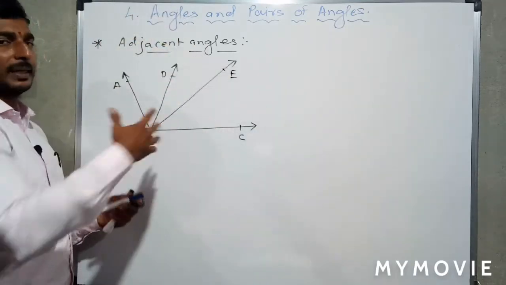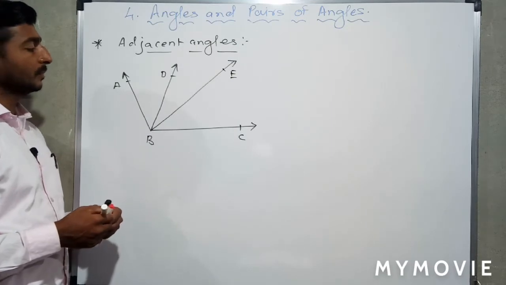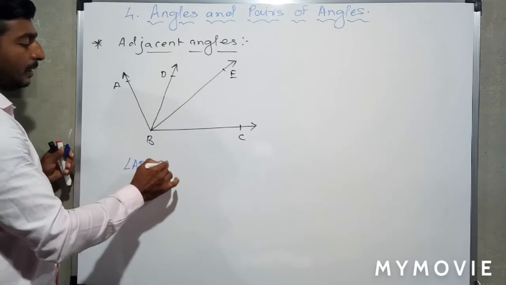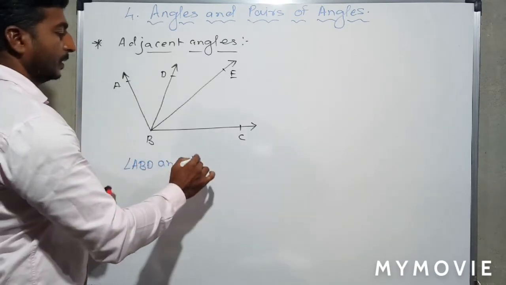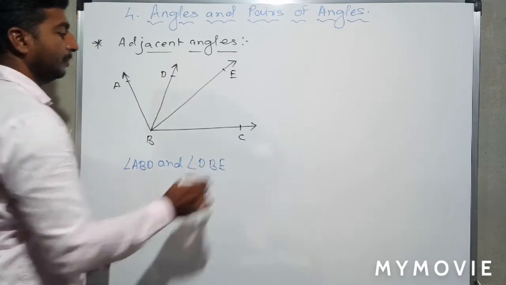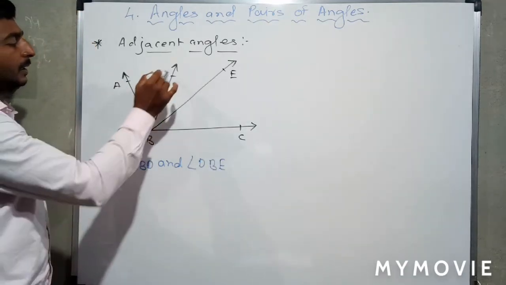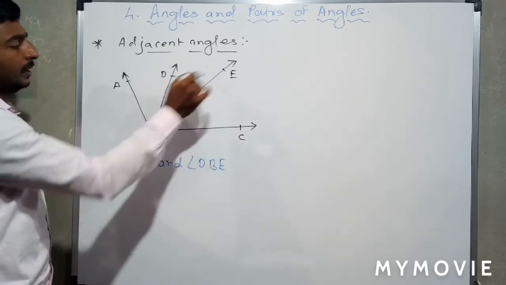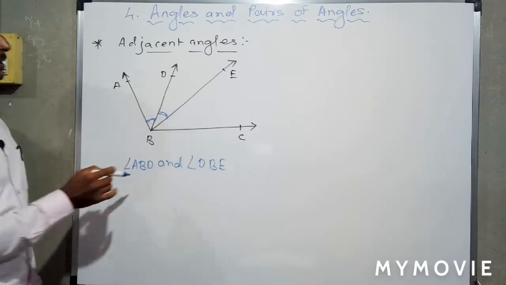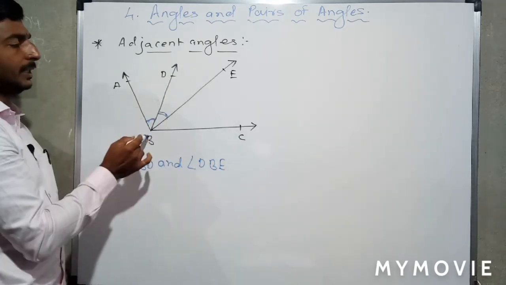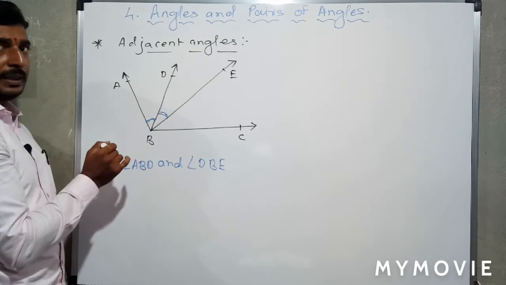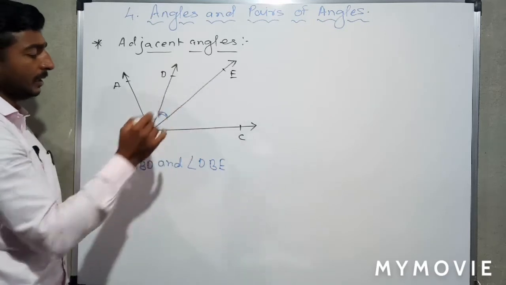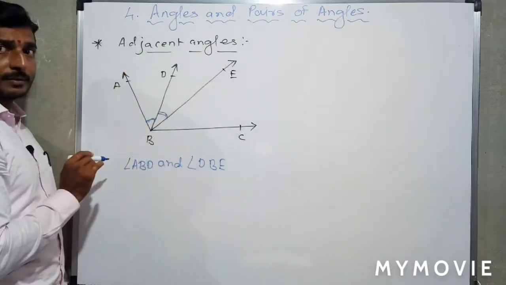You can see there are some angles drawn together in this figure. We will take an example of angle ABD and angle DBE. You can see these two angles have a common arm, BD, a common vertex, B, and they have separate interiors. So we can say that angle ABD and angle DBE are adjacent angles.